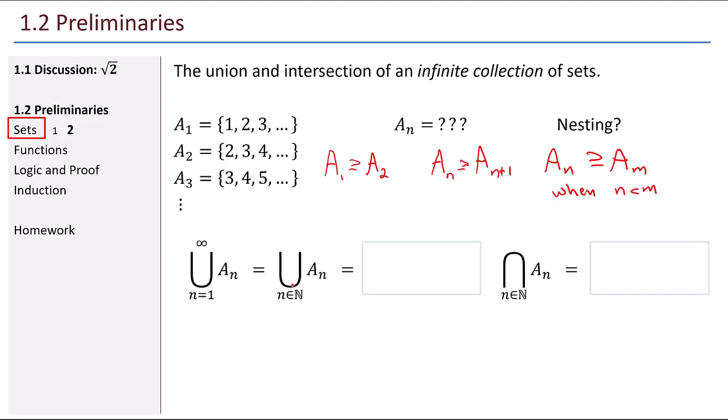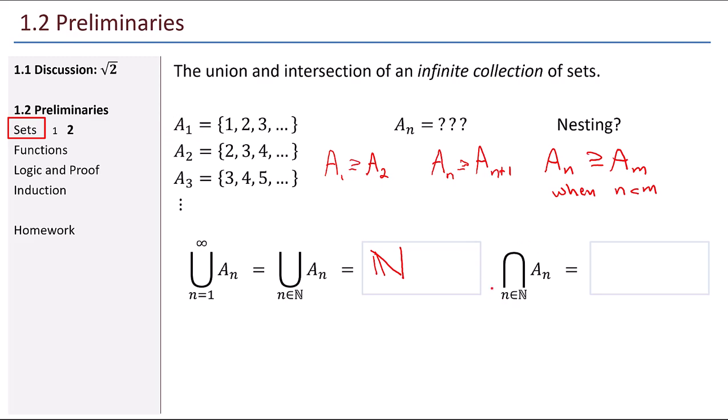For union, when I take the union of all these sets, what we get is the set of all natural numbers. In fact, A1 is the set of natural numbers, and everything after A1 is contained in A1. So by taking the union of all of those, I'll never get anything bigger than A1 itself, and so that's what we end up with.